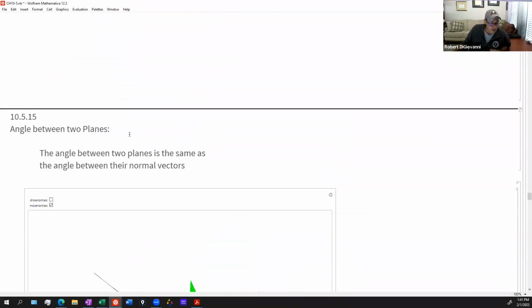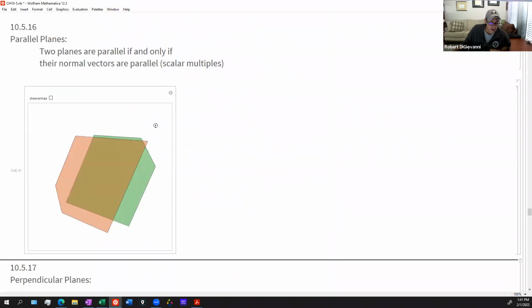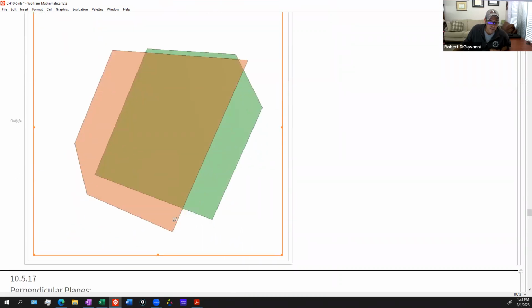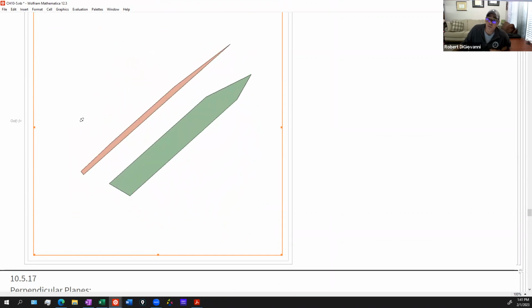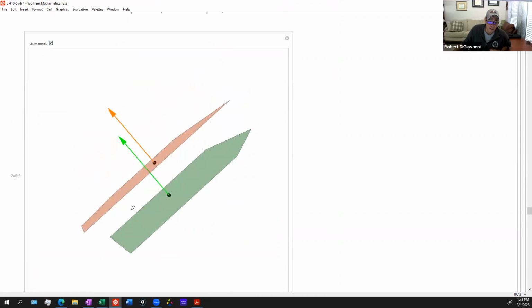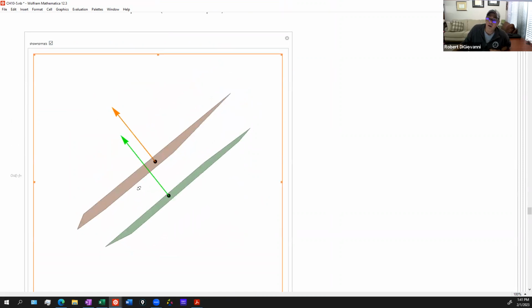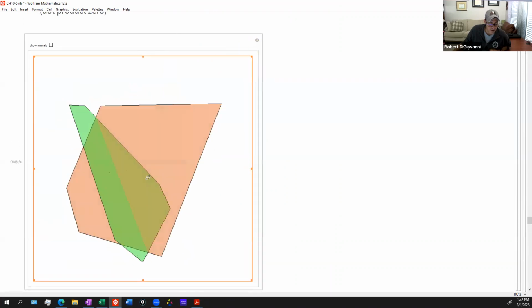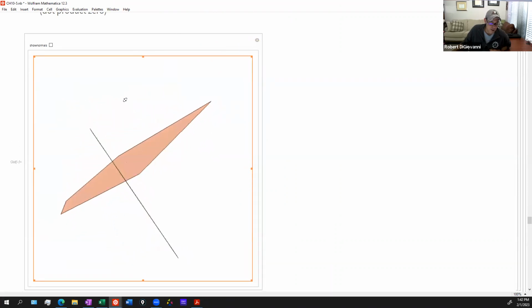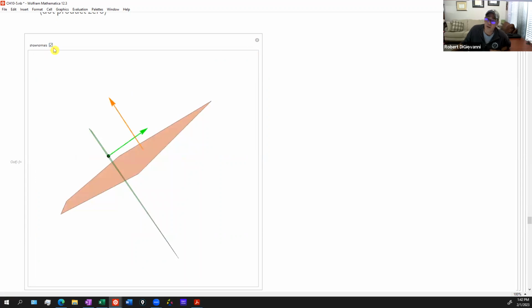So I stopped here, the angle between two planes. I try to convince you that this next note says, if two distinct planes are parallel to one another, then their normal vectors should be parallel as well, scalar multiples of one another. If the two planes are perpendicular or orthogonal to one another, then we should expect their normal vectors to also be orthogonal, which means the dot product of those normal vectors should be 0, right?